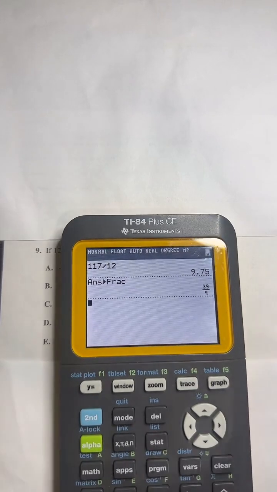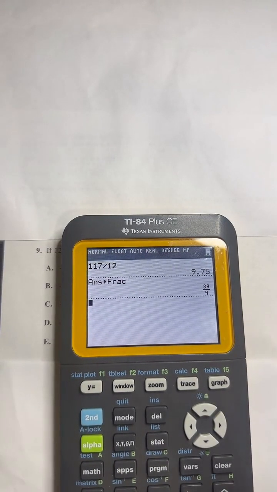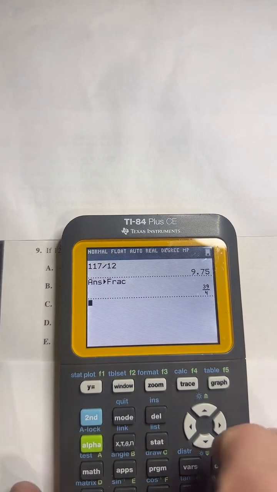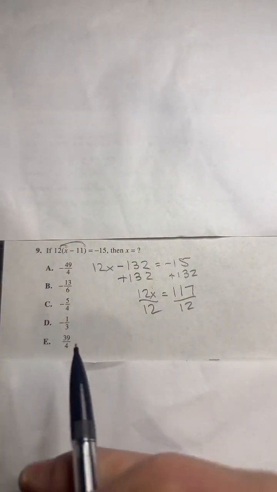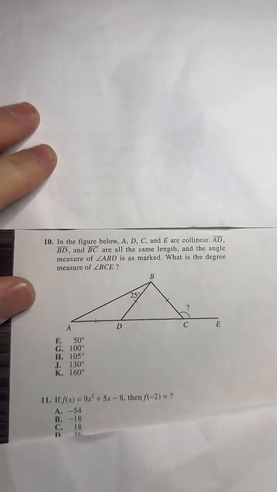So I went math and then I went fraction and I got 39/4. This is why this calculator is by far the best to use on the ACT, so that you can go ahead and do things like that. So number 9 is letter E. Okay. All right, number 10. We got question number 10.